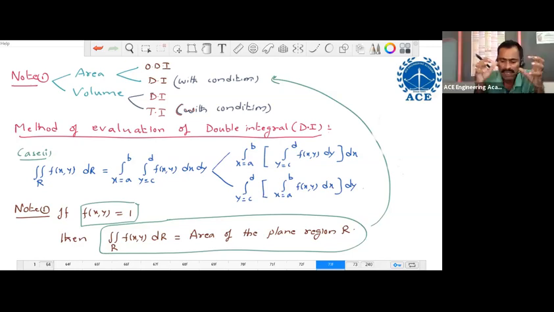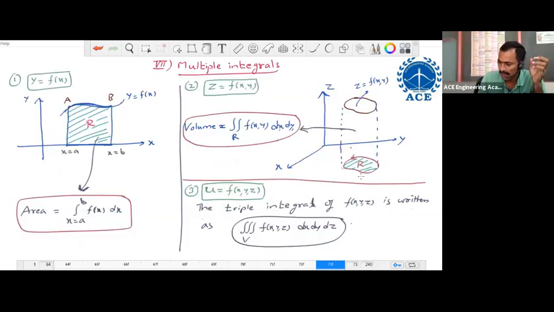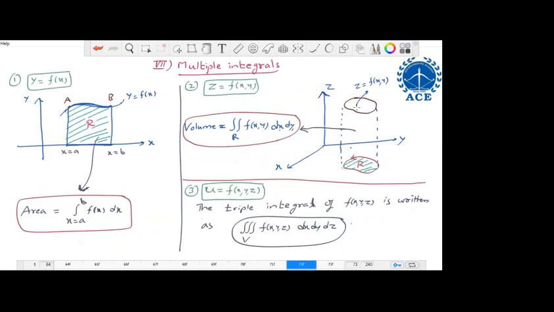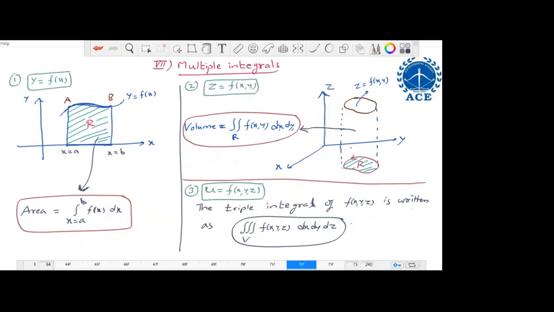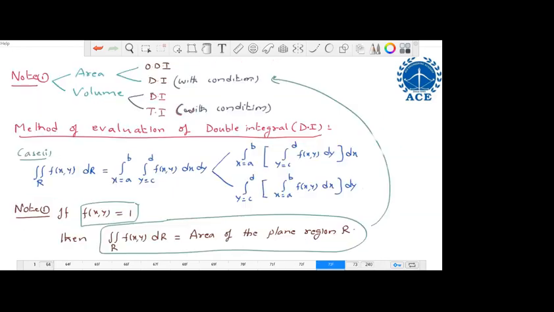R is the region. This double integral will be evaluated over the coordinate plane. On the coordinate plane we get the region R. That R is a projection of the surface only. So whatever function we have here, that function is defined on this region. Then only we can write the value.